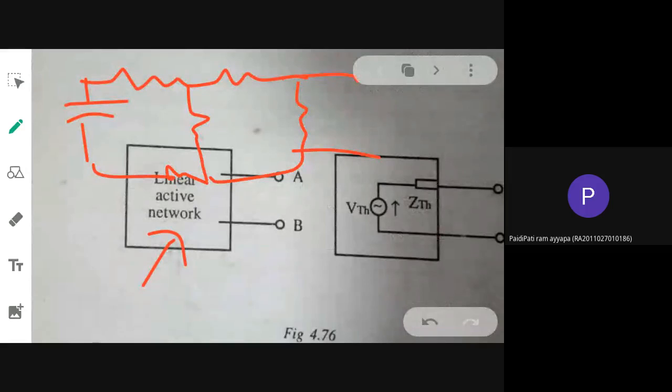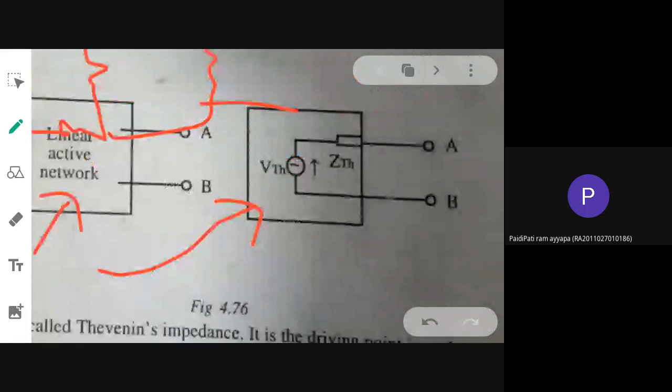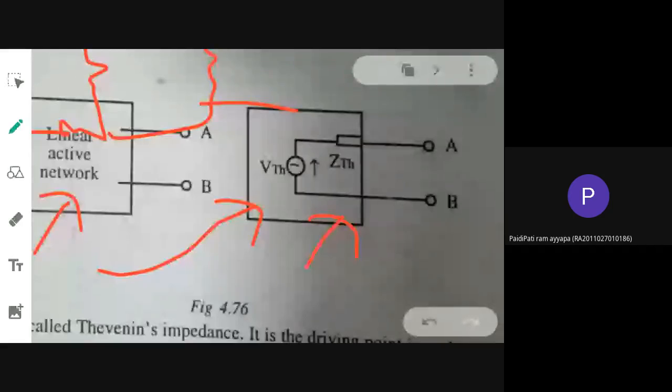Suppose this is your linear active network, with so many resistors like this. You can find a simplified equivalent for it. This circuit is very simple compared to the earlier complicated circuit that I have drawn. Now you have only two elements in that reduced network. What are the two elements that you have?